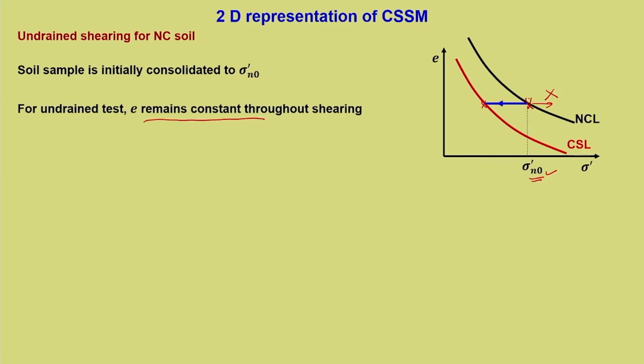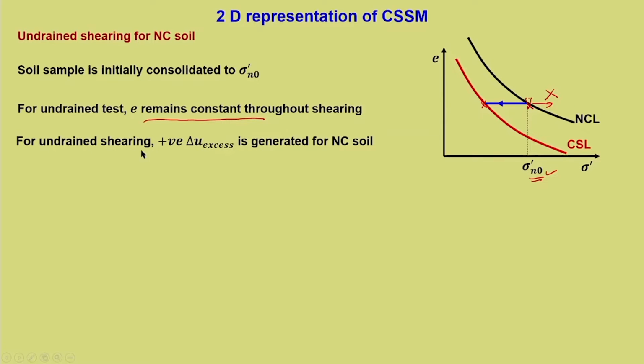But in this case, e is constant because it is undrained, and due to the development of excess water pressure, the initial confining stress keeps reducing, the effective confining stress keeps reducing. For undrained shearing, positive u excess is generated for NC soil. Now, this again becomes an important piece of information from our previous modules.